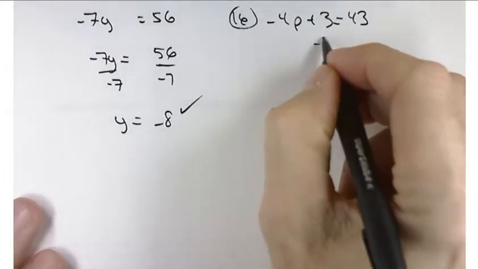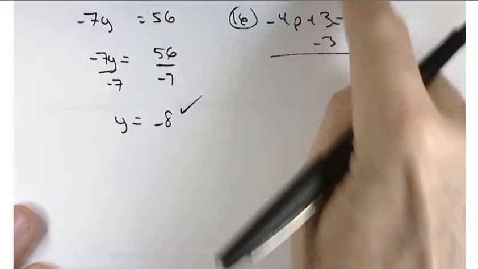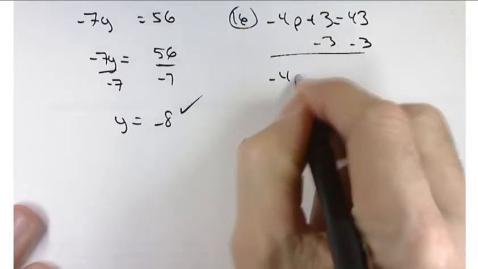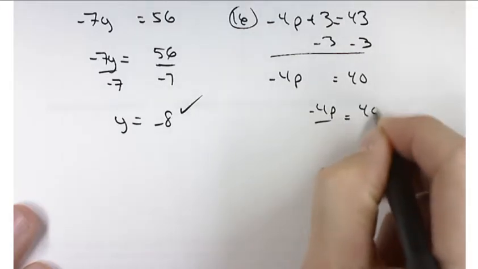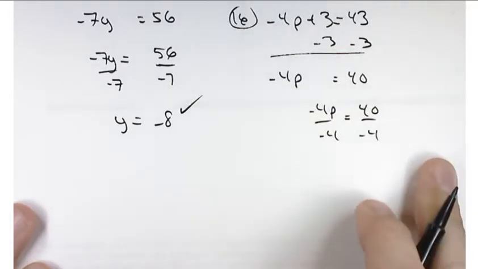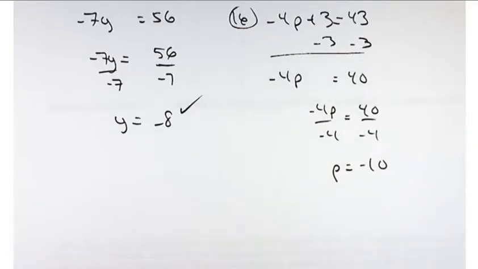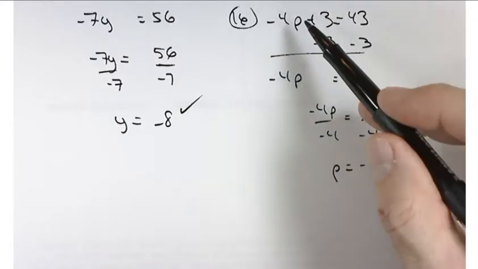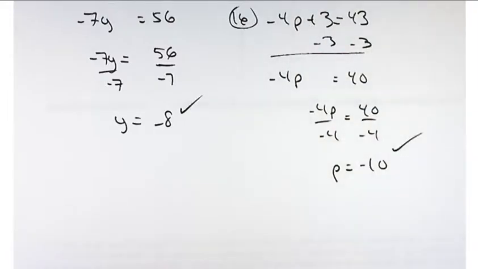As with the last one, subtract 3 to get started, because we want to try and get this by itself. We're going to do the addition and subtraction first. -4p equals 40. To undo a multiplication, we'll use division. So I'll divide both sides by -4. P equals -10. Like the previous one, that's going to check. -4 times -10 is a positive 40. Positive 40 and 3 gives me 43. So far, so good on the first two.